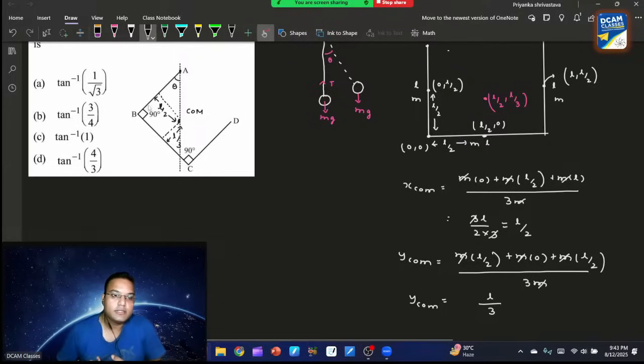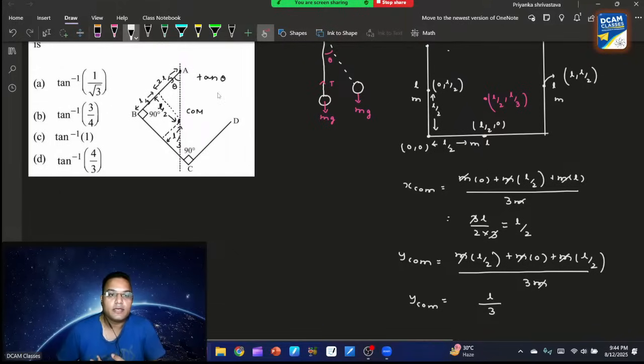Array, it's now easy, na? This is L by 3, so this will be L by 3. And this whole length is L, so it is L minus L by 3. It is 2L by 3. This distance is L by 2. This angle is what?